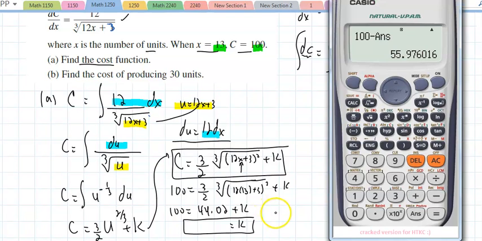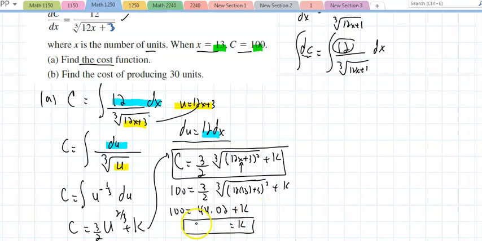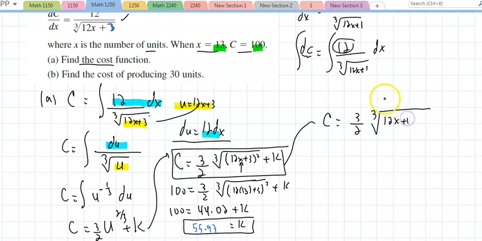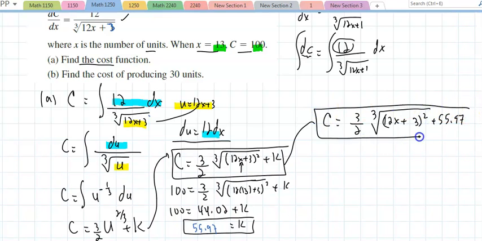What do we get? 55.97. So, my equation, the cost function, is 3 over 2 cube root of 12x. It should be plus 1, but we changed the problem. That's okay. We can make it 3 plus 55.97. Got it. All of that work to get the equation, but that's the most important. How about in part B?